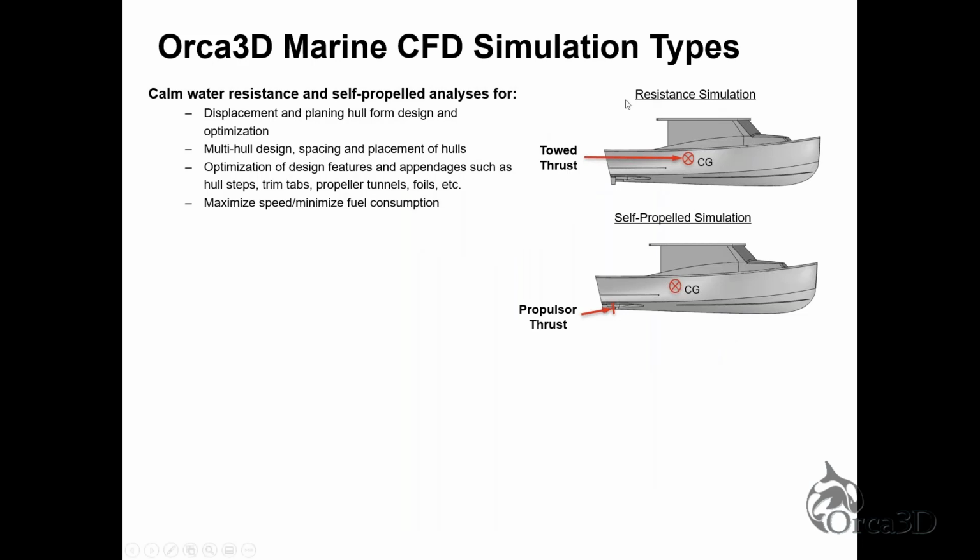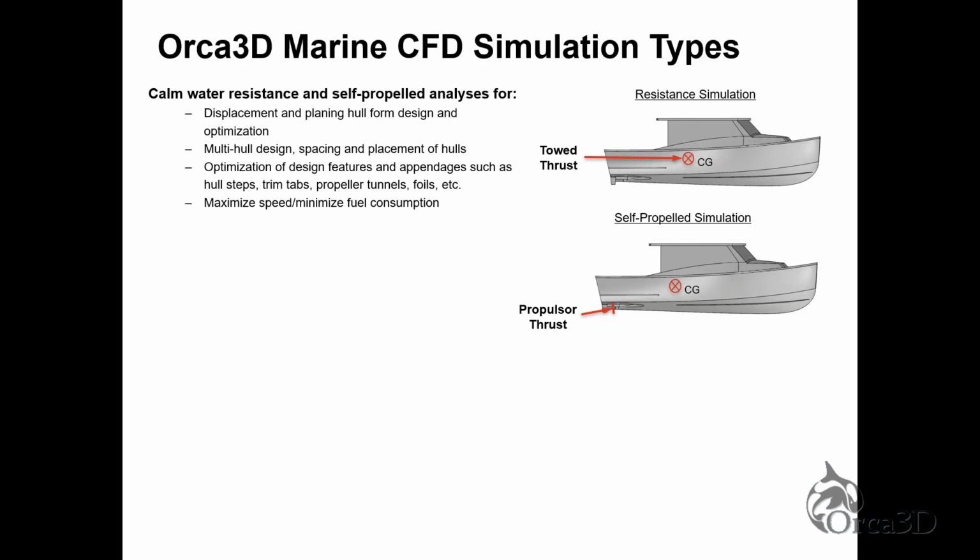So here you see a model that we're setting up for a resistance simulation. With the resistance simulation, the main input driving the simulation is the speed that you want to tow the model at. There's an unlimited amount of towing thrust or force that can be applied to the simulation to reach that speed. So there's no limit to the force that can be applied. We will reach the speed that you request. It's very similar to a model scale towing tank test.